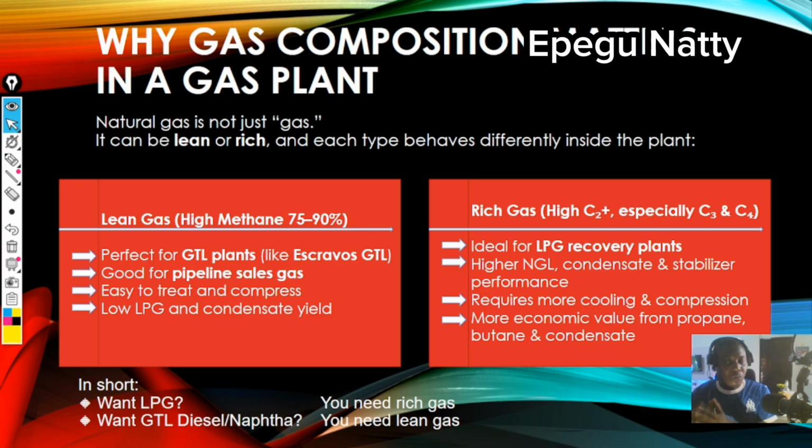Don't forget, if you want to just be supplying gas to power plants and compression stations, then what you need is lean gas. For rich gas, it has higher NGL, condensate and stabilizer performance.